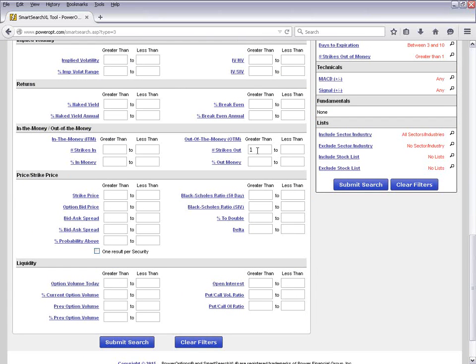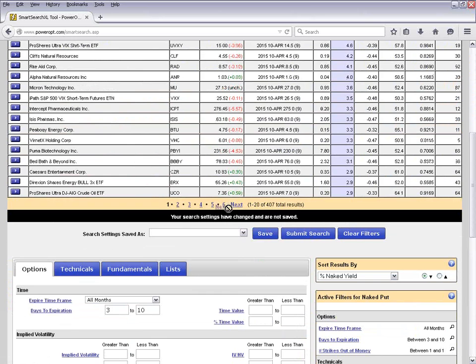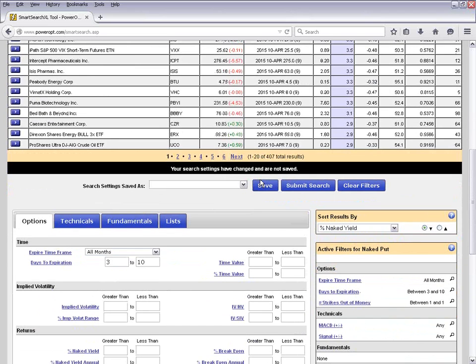So when our fields for strikes out of the money, I'm just going to go 1 to 1. Let's submit that real quick. And right now, we see the total number of securities. We're looking at the top 20 there, but the total number of securities that includes stocks, indexes, ETFs, the VXX, which is an ETN, of course, and even the 3 times bull and bear. There's 407 total securities that offer weekly options.